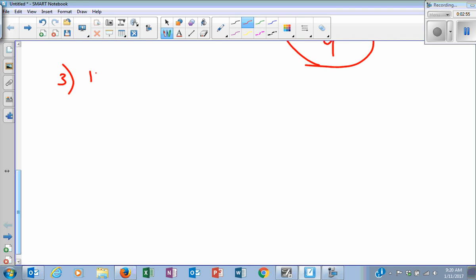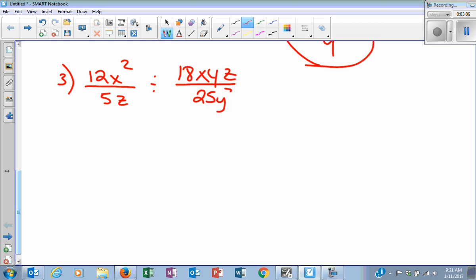Number 3 is 12x squared over 5z divided by 18xyz over 25y squared. You must look for restrictions first. So I look for my restrictions. y and z cannot equal 0 so far.